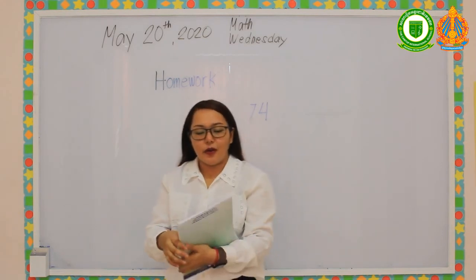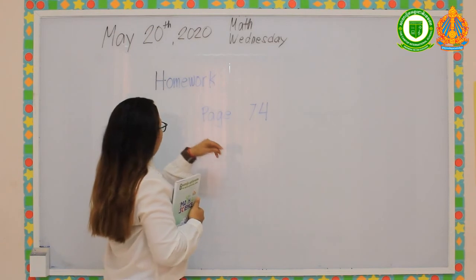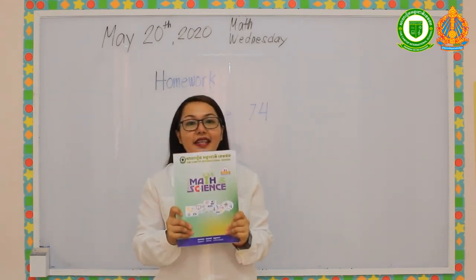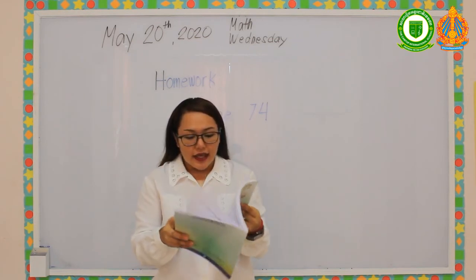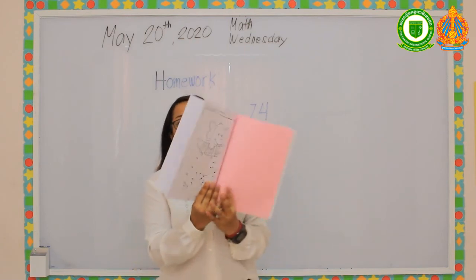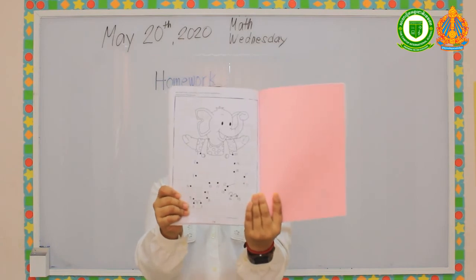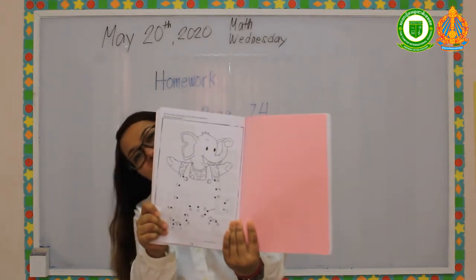So kids, for your homework, please connect the dots on page 74 of your math and science book. It's a very nice picture. I saw it, and you'll have fun doing it at home. So there. So connect the dots and then complete the picture, okay?